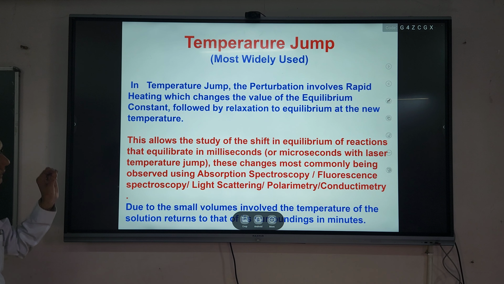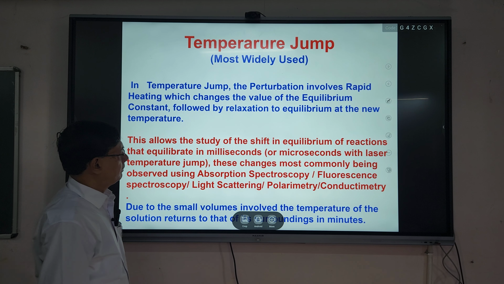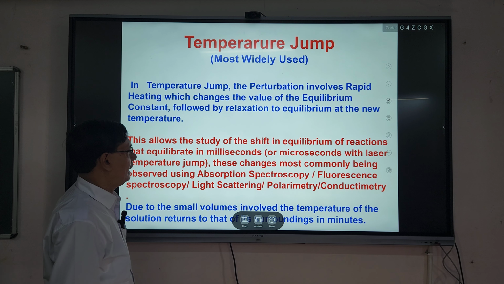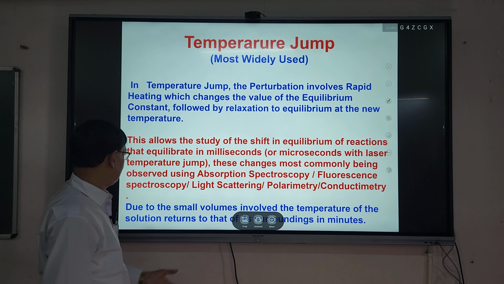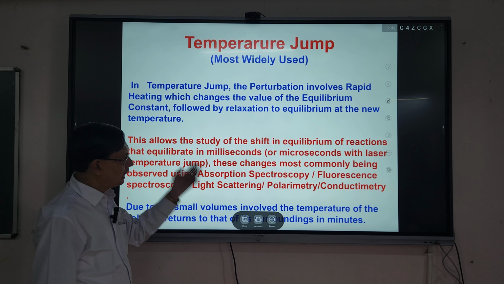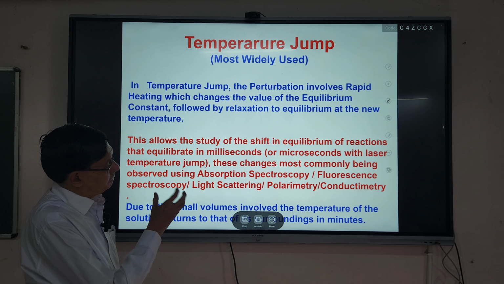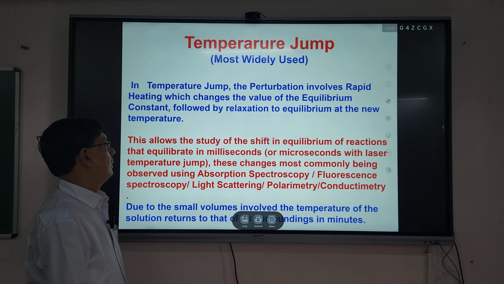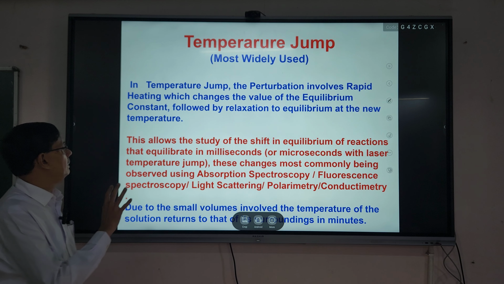But the important point here is, as I told you in the first part of this lecture, that any type of property can be monitored: absorption spectroscopy, fluorescence, light scattering, polarimetry, conductivity. The only thing is that you have to set up a system where the concept is microsecond, not the millisecond concept.